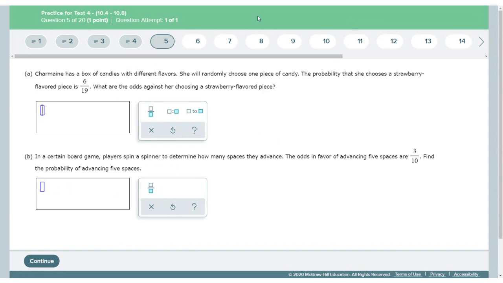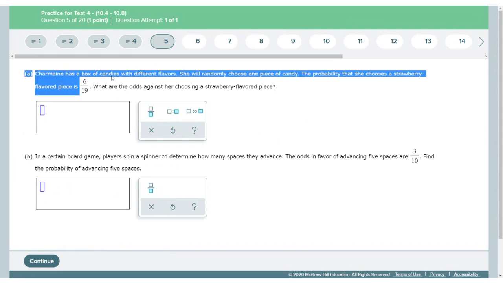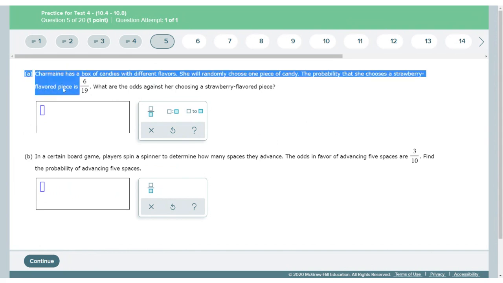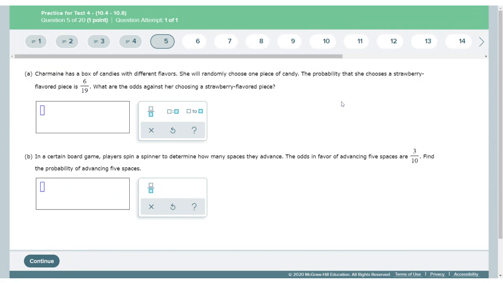All right, it says Charmaine has a box of candies with different flavors. She will randomly choose one piece of candy. The probability that she chooses a strawberry flavored piece is 6/19. What are the odds against her choosing a strawberry flavored piece?